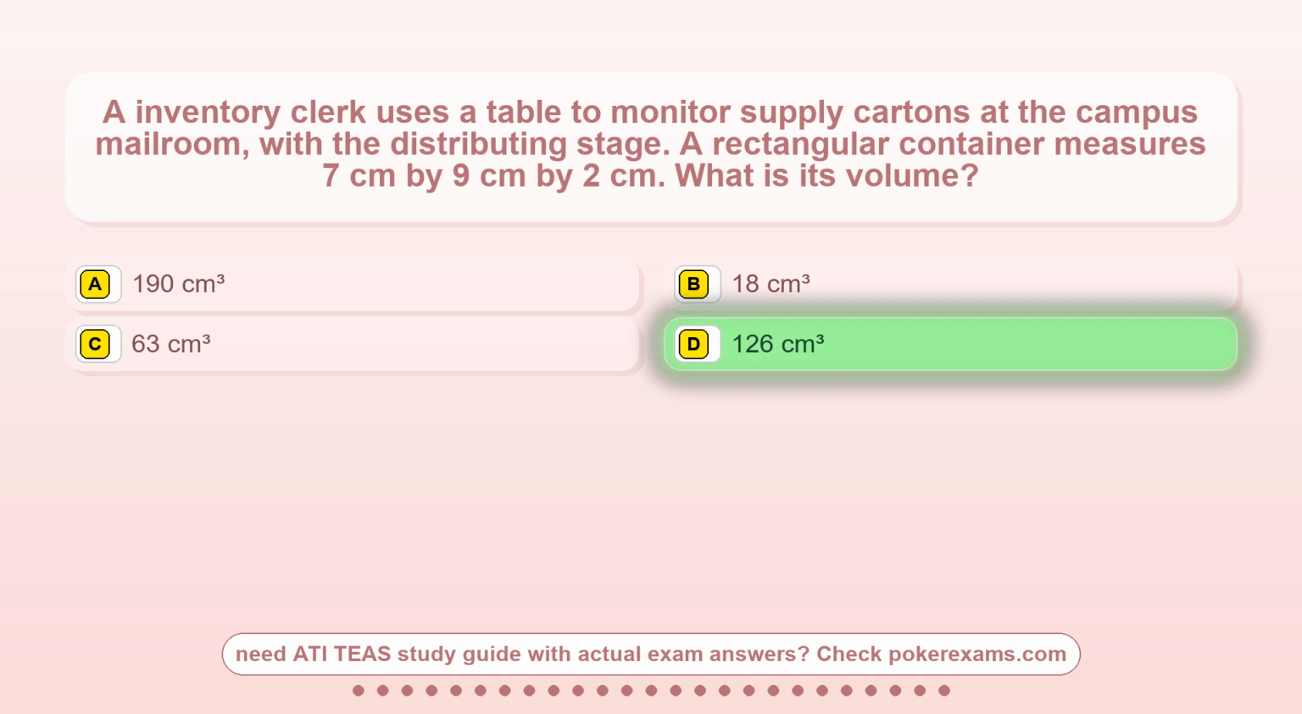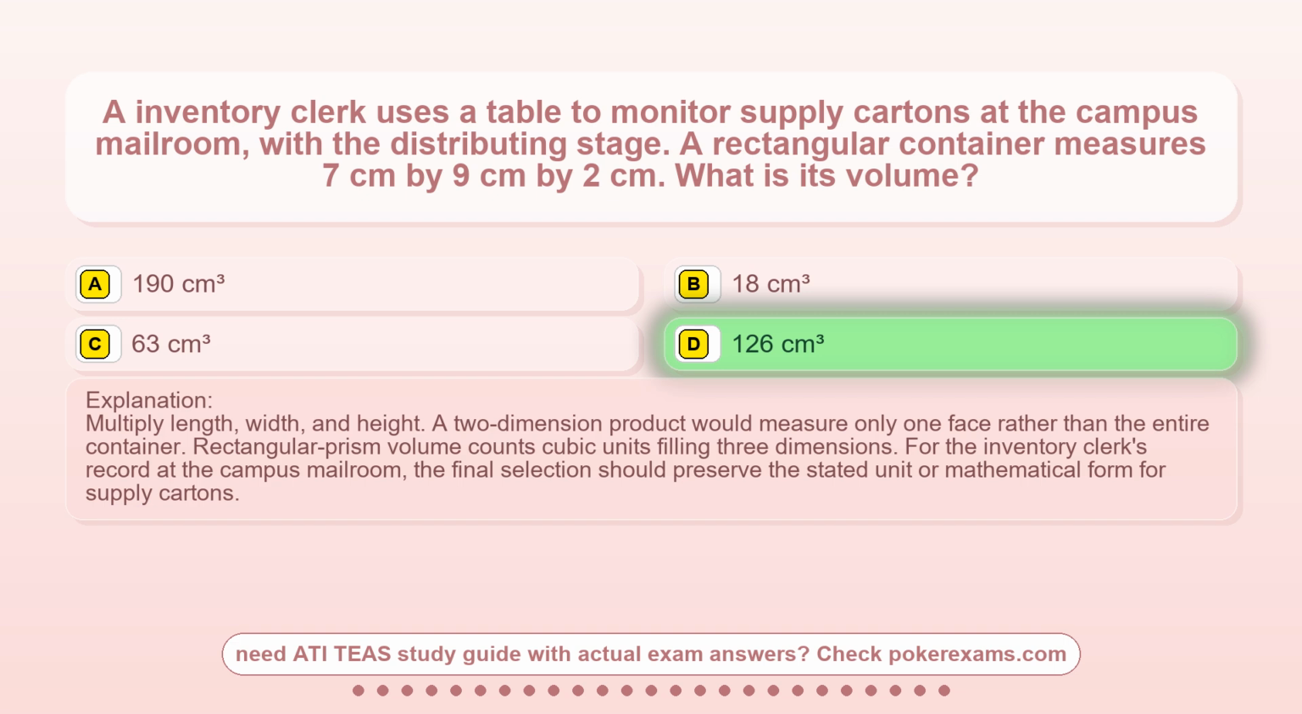The correct answer is option D, 126 cubic centimeters. Multiply length, width, and height. A 2-dimension product would measure only one face rather than the entire container. Rectangular prism volume counts cubic units filling 3 dimensions. For the inventory clerk's record at the campus mailroom, the final selection should preserve the stated unit or mathematical form for supply cartons.